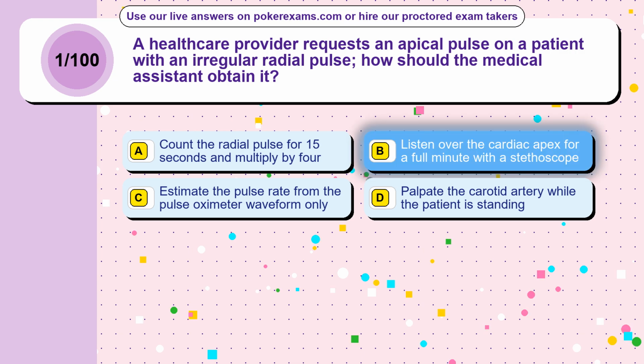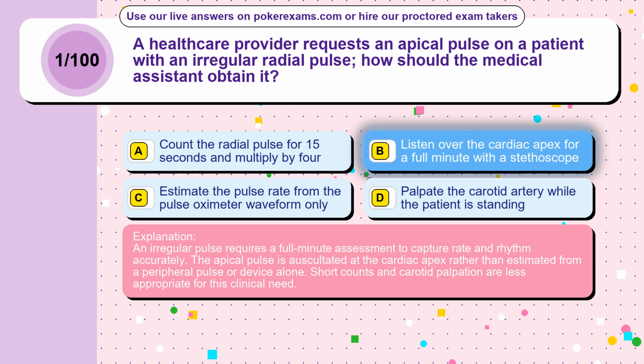The correct answer is option B. Listen over the cardiac apex for a full minute with a stethoscope. An irregular pulse requires a full minute assessment to capture rate and rhythm accurately. The apical pulse is auscultated at the cardiac apex rather than estimated from a peripheral pulse or device alone. Short counts and carotid palpation are less appropriate for this clinical need.